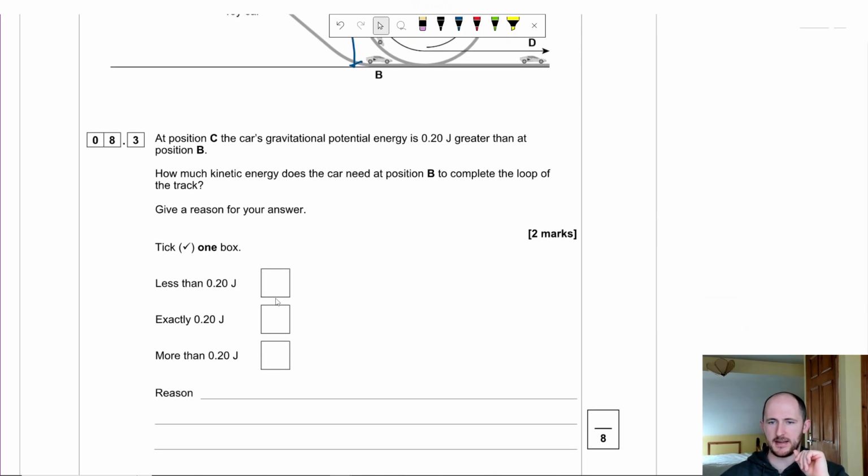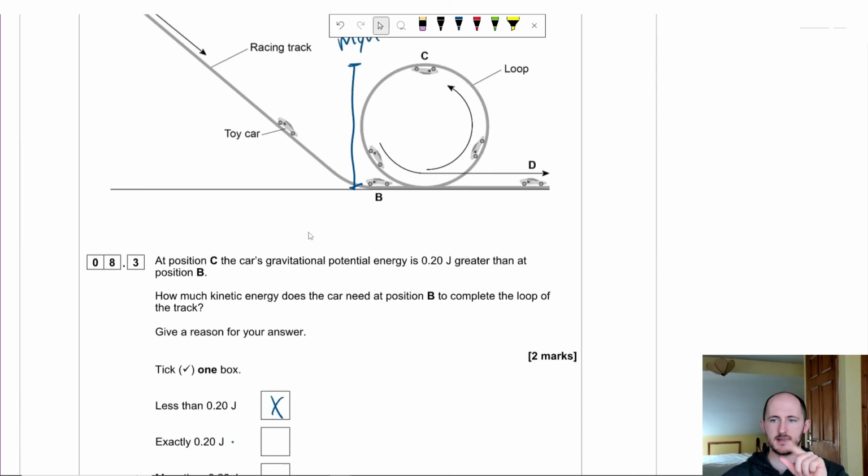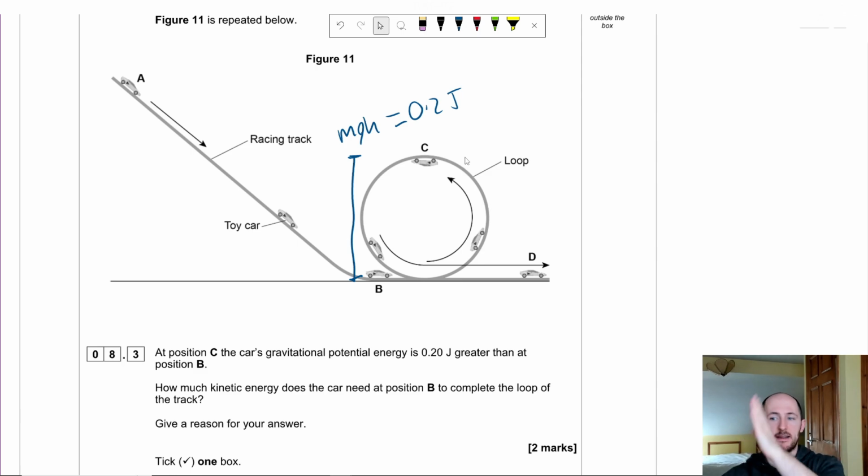Okay, so that means this is obviously not true. It must be one of these two. Because if it's less than 0.2 joules, it can't be lifted all the way up to point C. It will only go up to maybe up to here and then come back down, or up to here and come back down.